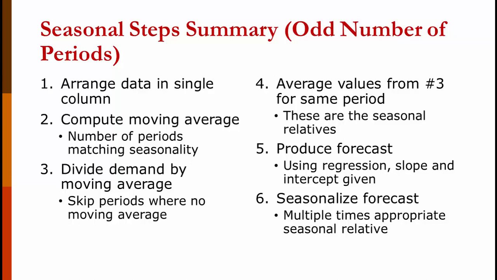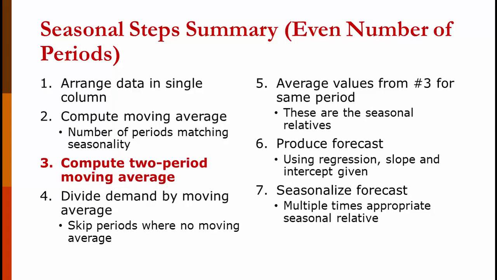Once you have those, average the values from step 3 for each period. So for all the summer periods, average them together. For all the winter periods, average those together. Those percentages will be your seasonal relatives. Then you want to produce your forecast. And finally, seasonalize the forecast.